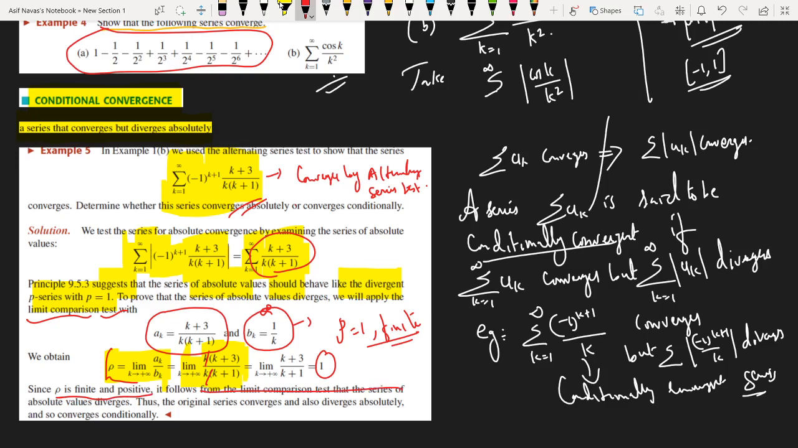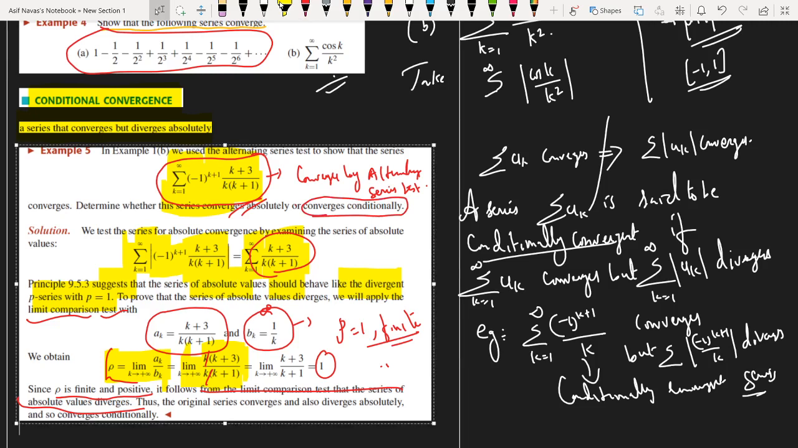So by the limit comparison test, this series is absolutely divergent. So the absolute values of this series is divergent. Therefore, this series converges conditionally. Okay. So that is another example.